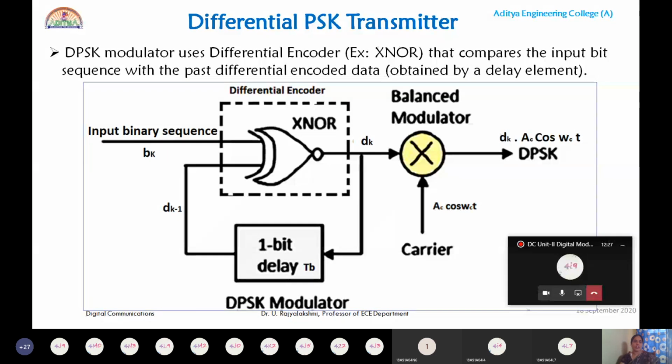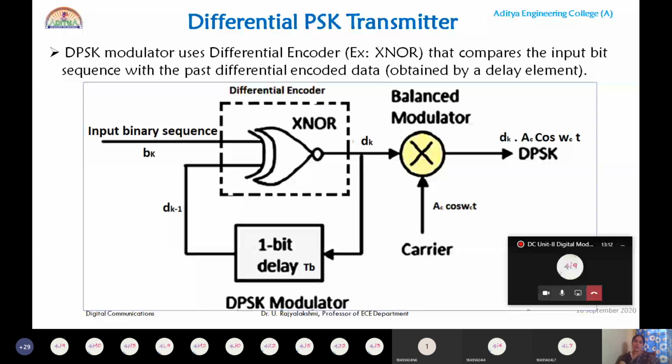Now the input binary sequence b_k and our past differential encoded data, both are compared. Already I told you that this differential encoder follows the XNOR operation. Once you have the XNOR operation, what is its principle? If both inputs are the same, that is when b_k is equal to d_(k-1), the output d_k is 1. When both inputs are different, that is when b_k is not equal to d_(k-1), how many possibilities will you get for different inputs?